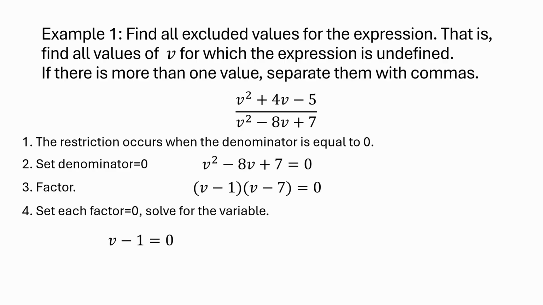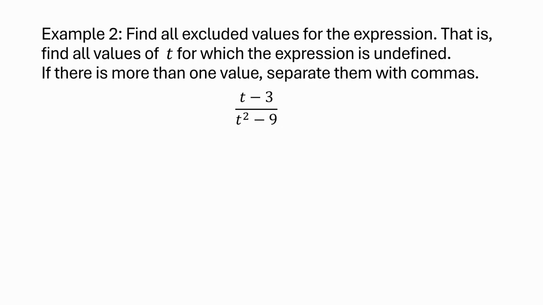So we have v minus 1 equals 0. To solve for v, we add 1, so v is equal to 1. Then we have v minus 7 equal to 0, and we add 7 to both sides, so v equals 7. Our restricted or excluded values are v equals 1, 7. You could also say 7, 1. The order in which you list the solutions does not matter.